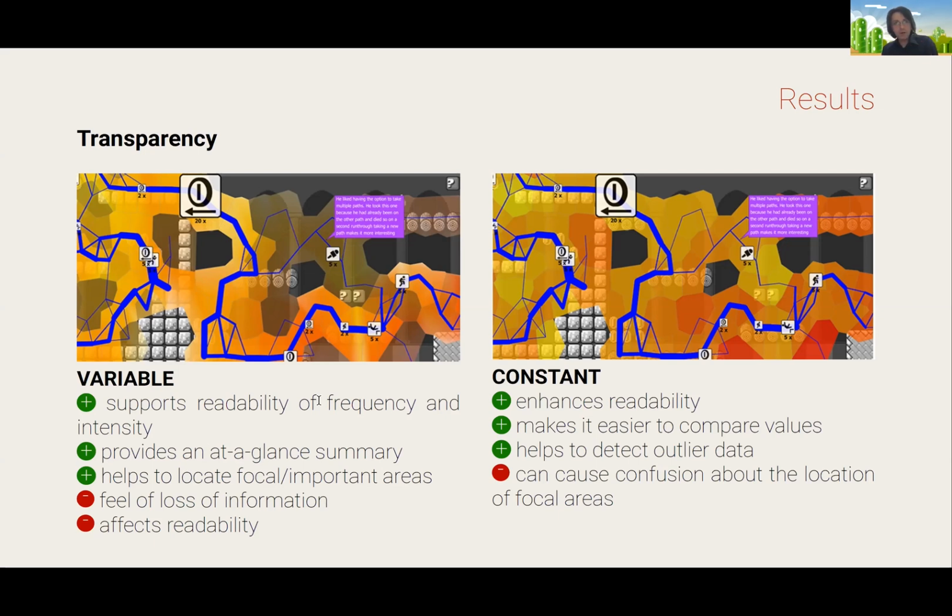And the constant shading, on the other hand, had much better readability. It made it easier to compare the values because now you had the same opacity everywhere. So it was only slightly influenced by the background image. And it also helped to locate outliers because those were not attenuated by the higher transparency anymore. However, it also made it harder to see those focal areas I mentioned earlier, because now everything had the same visual highlight because everywhere was the same transparency, basically.